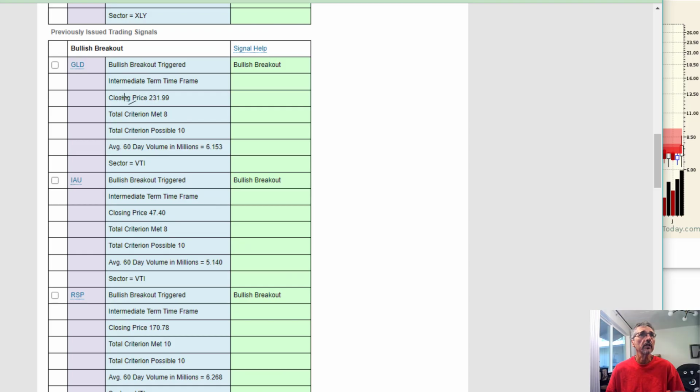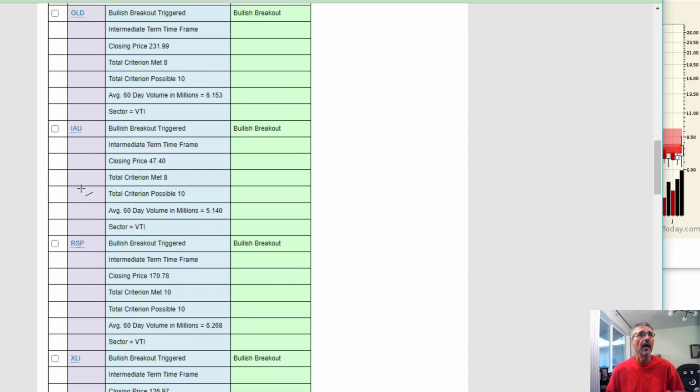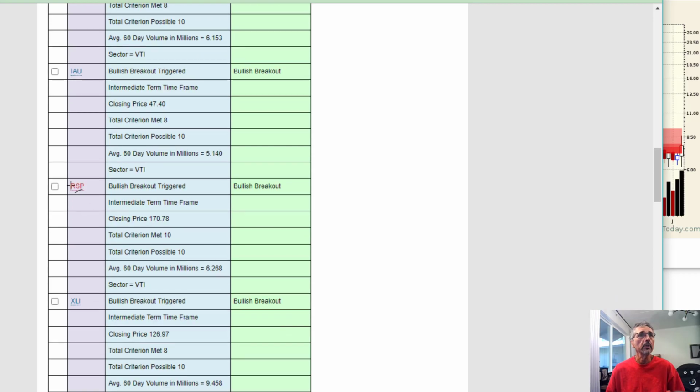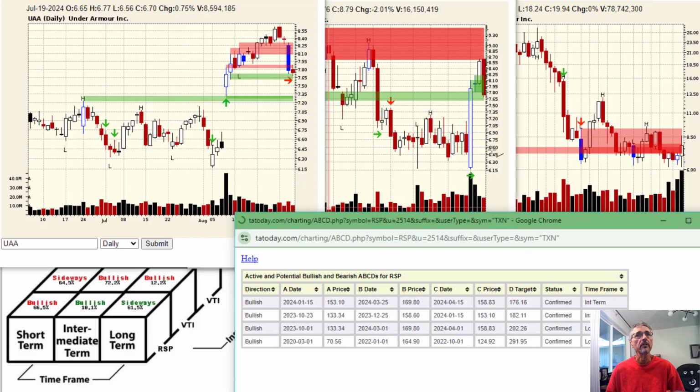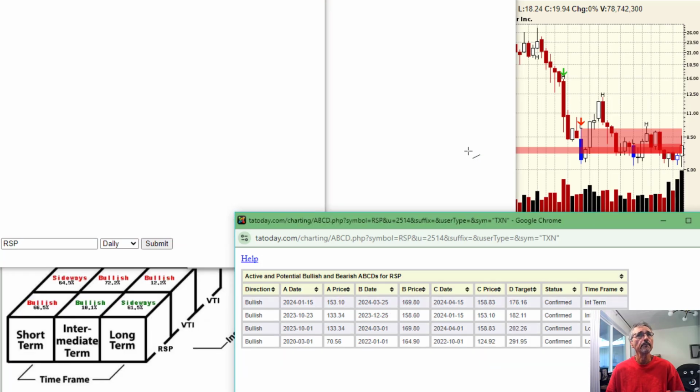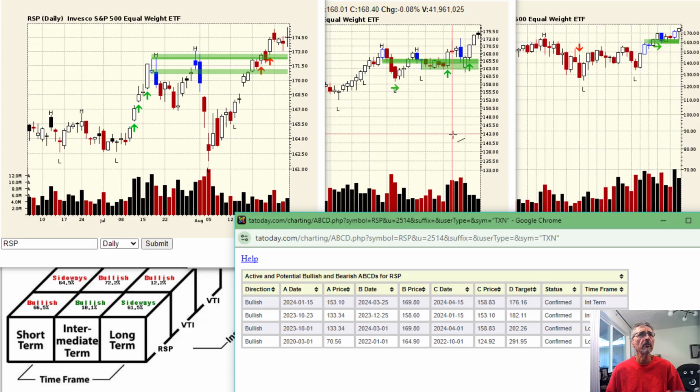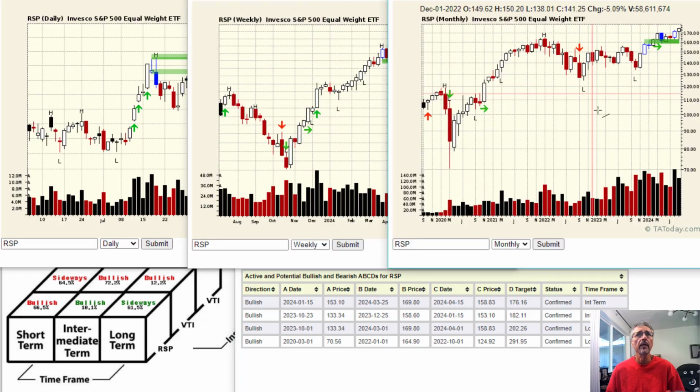Let's look at previously issued. Here's a bullish breakout: gold, IAU, RSP. That's kind of interesting. I'll look at it just out of curiosity. I'm doing this for the first time with you here. So, equal weighted. We've got a breakout here. So this was really nice.